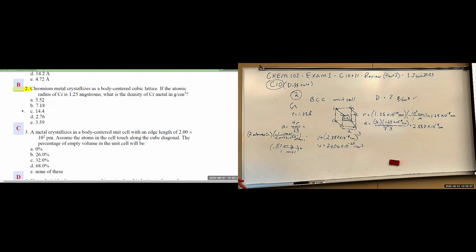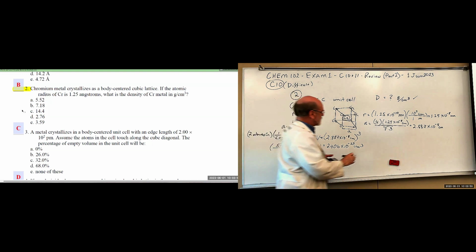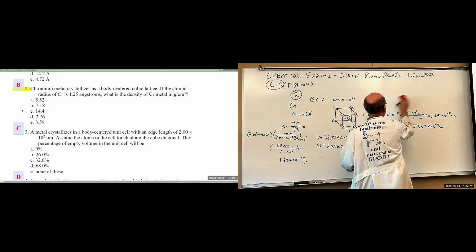Okay? All right. So 2 and 6.022 exponent 23 divide, and then times 52. So this is 1.727 times 10 to the minus 22 grams. Now the density. Now we can calculate the density.